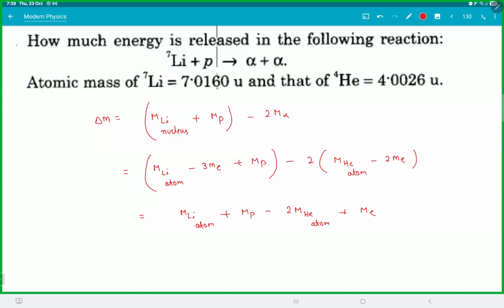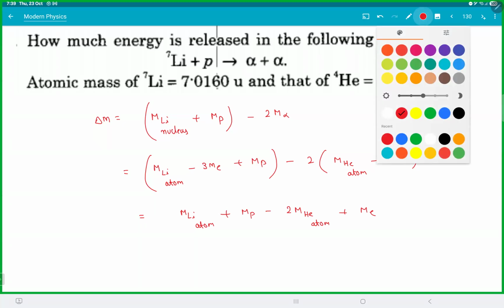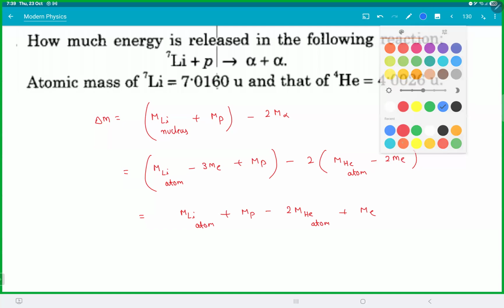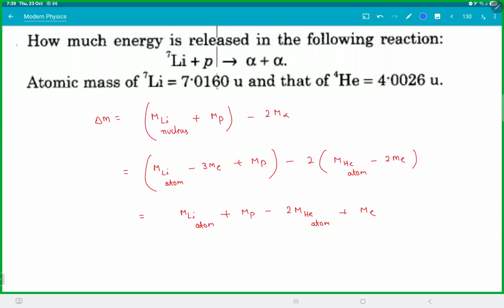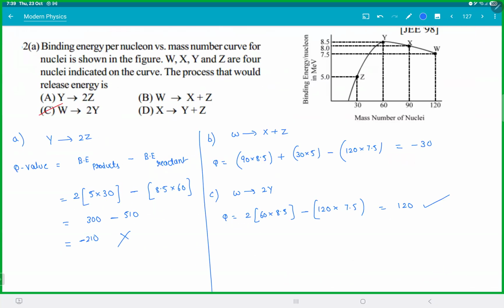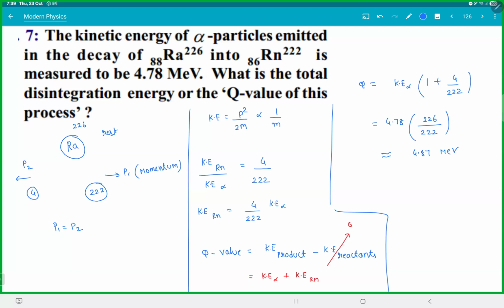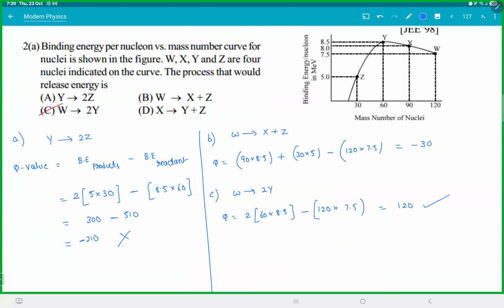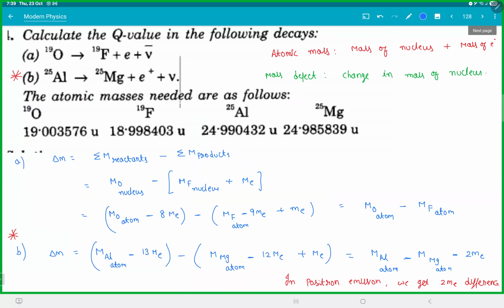Clear that? Right, Advait. So just be careful with that thing. When you do mass defect, you're always interested in the nucleus mass, not the atomic mass. This is one type of model they can ask you. So there are 3 different models in the Q value. They'll give you something like this. So there are no calculations. It's based on momentum, graphs, and this positron emission.